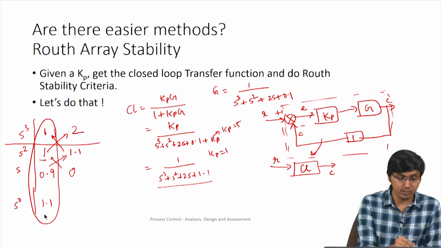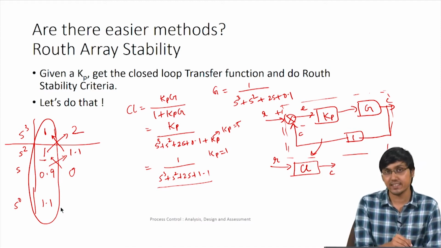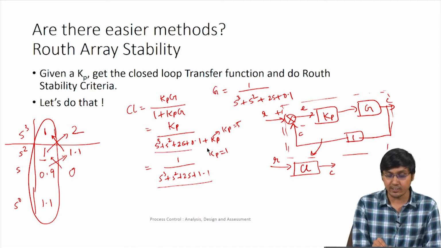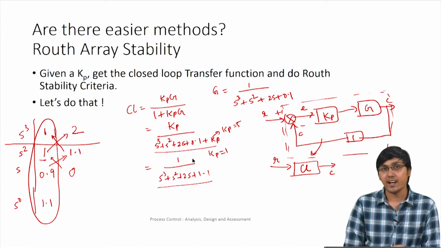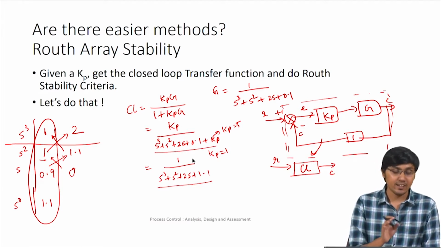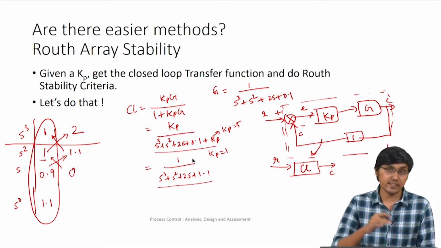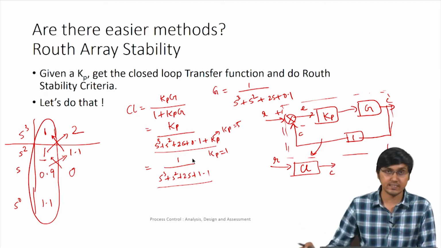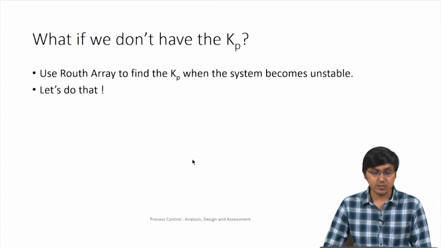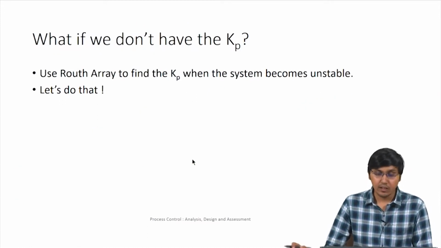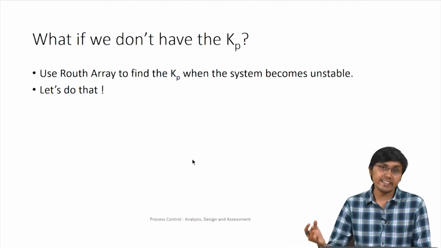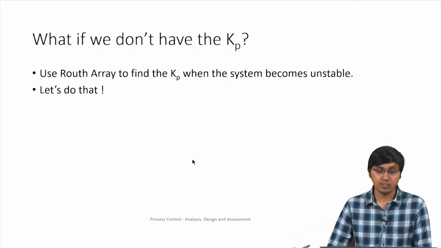So, basically what you do, you count the number of sign changes here and resolve this particular term into partial fractions, and then see whether there is some relationship between the number of poles on the right hand side of the S plane and the number of sign changes here. So, what if we didn't have the value of Kp? That is what we are going to ask now.